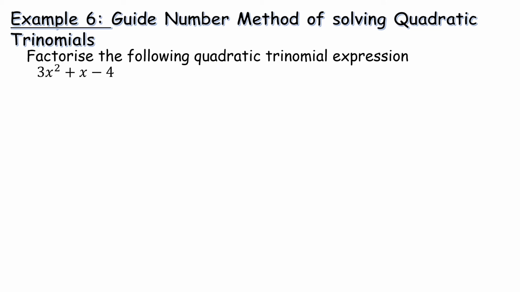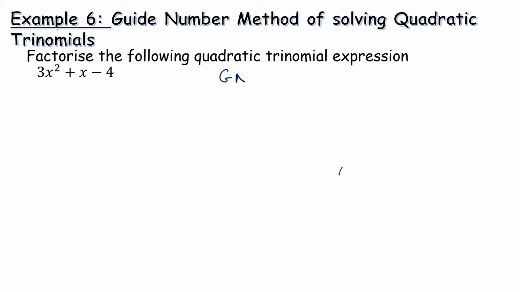So let's look at another example, a more complex one. We have a leading coefficient, so we can't use the shortcut, and we have a minus 4, which means the sign of the guide number will be negative, which causes a little bit more problems. They like to include these because these are the ones that students have to think a bit deeper about and often go wrong with their signs.